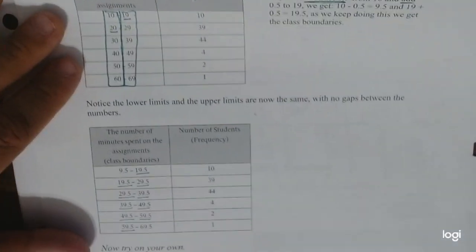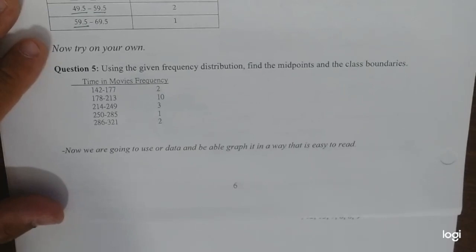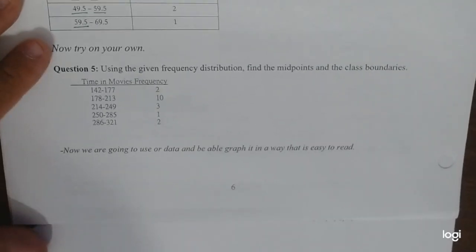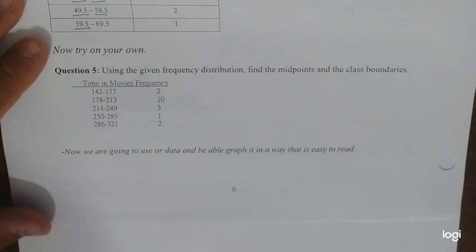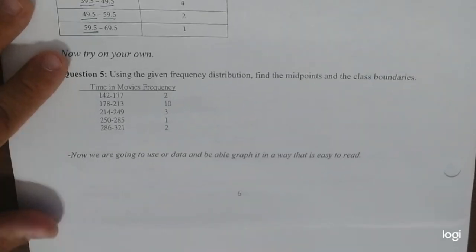Okay, why don't you guys try one? Try question 5 here. Given the frequency distribution, find the midpoints and class boundaries. Just what we did above. Do a quick pause and just go ahead and do it. 3, 2, 1, pause. All right, hopefully you guys tried it out. Now let's do this together.